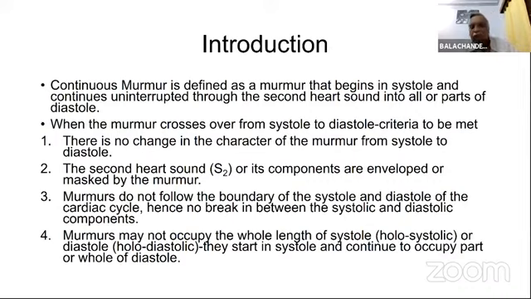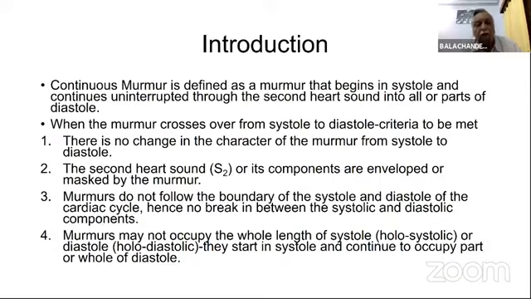So when the continuous murmur crosses from systole to diastole, it should meet some criteria. And what are the criteria? One, there is no change in the character of the murmur from systole to diastole. It remains almost the same, although there may be minor changes. We'll come to that. The second heart sound or its components are enveloped or masked by the murmur. And this will not follow the boundary of systole and diastole, so it should not break. More important, and sometimes they will ask, is it holosystolic and holodiastolic, or is it just a continuous murmur?